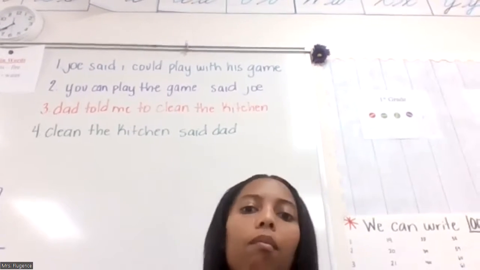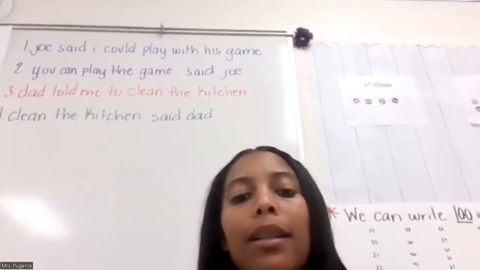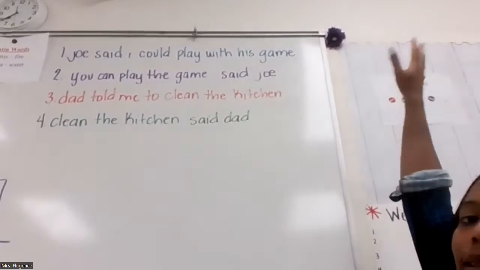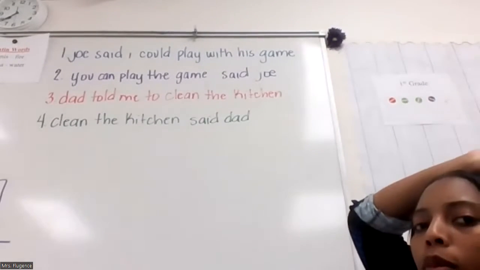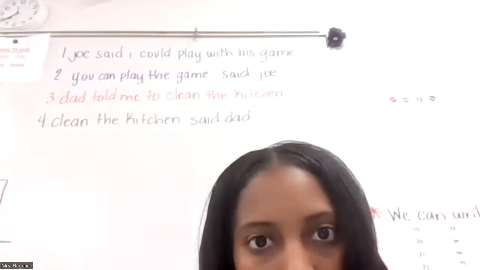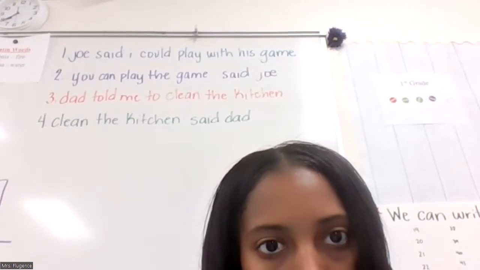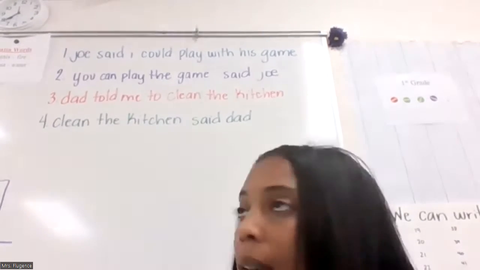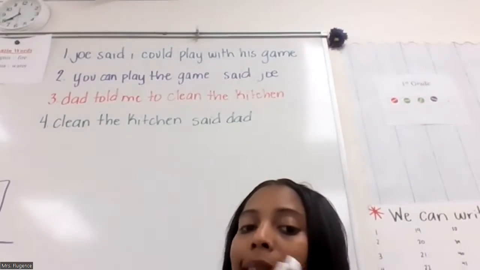All right, so let's look at number two. Now, number two is similar to number one. So number one we said was indirect. So let's look at number two. It says, you can play the game, said Joe. Now, is this direct or indirect? Direct or indirect, Hannah? Direct. It is direct because Joe is actually speaking in the sentence.